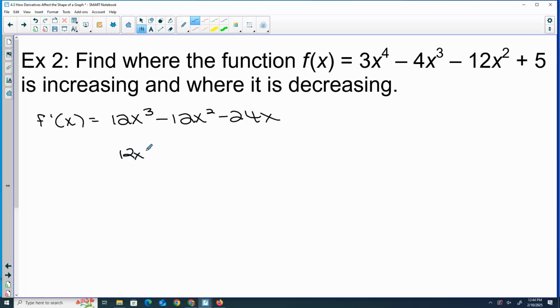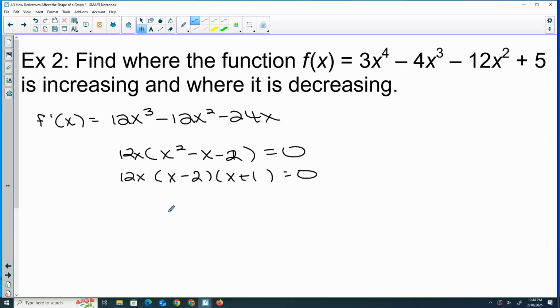I'm confused on how this works. Okay, and then we could factor this into x minus 2 times x plus 1. So my x's, these are my critical points: 0, 2, and -1. So we have 3 of them.